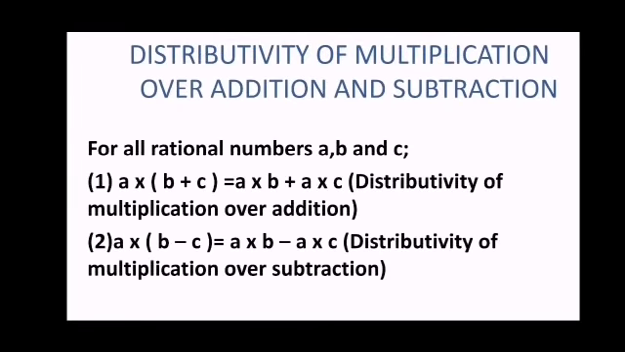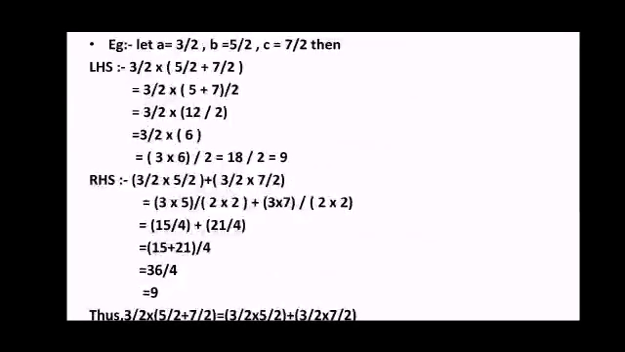Last property, distributivity of multiplication over addition and subtraction. For all rational numbers a, b and c, means we take 3 rational numbers a, b and c, then a into b plus c is equal to a into b plus a into c, which is distributivity of multiplication over addition. Second, a into b minus c is equal to a into b minus a into c, which is distributivity of multiplication over subtraction. Let's see one example.